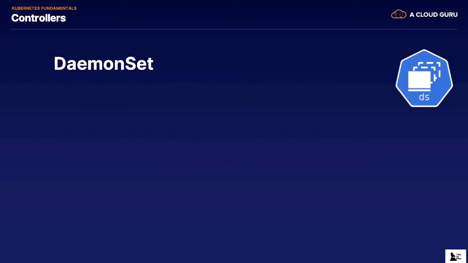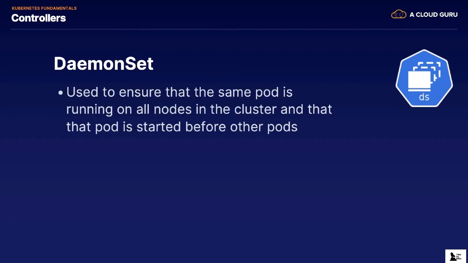And now let's talk about another type of controller, and that is a daemon set, however you want to pronounce it. I usually say daemon set, and if you think that's wrong, forgive me in advance. A daemon set is used to ensure that the same pod is running on all nodes in the cluster and that pod is started before other pods.